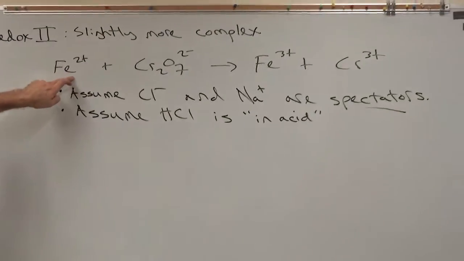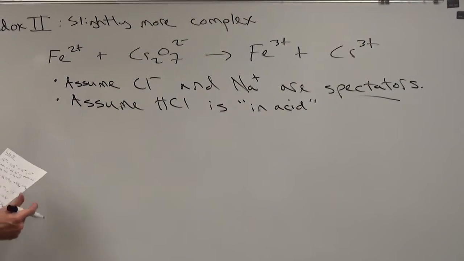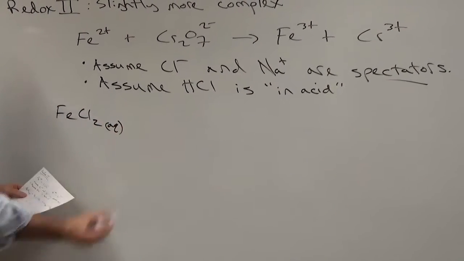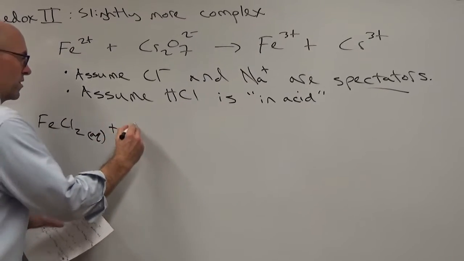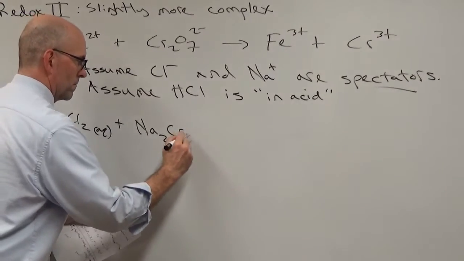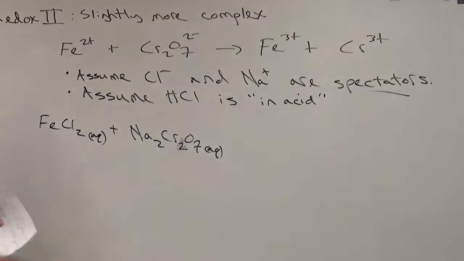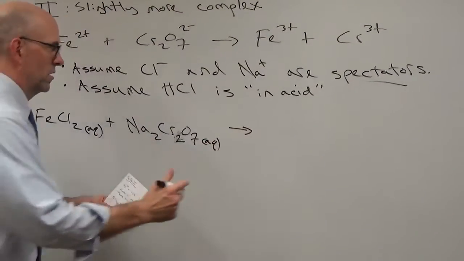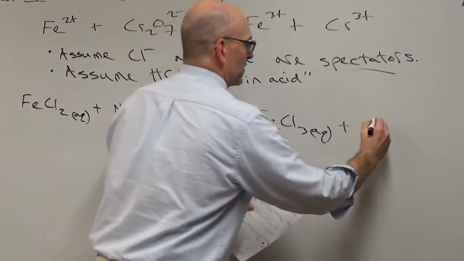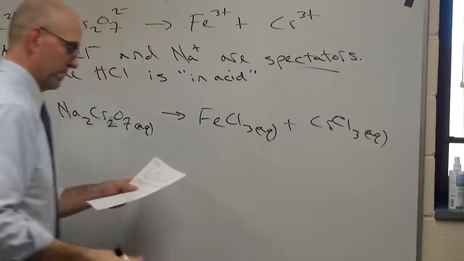So I'm going to make this problem slightly more complicated, but you can go through this. So if we wanted to write this in a more realistic fashion, this would be iron 2 chloride in aqueous solution reacting with sodium dichromate in aqueous solution to produce iron 3 chloride in aqueous solution plus chromium 3 chloride in aqueous solution.